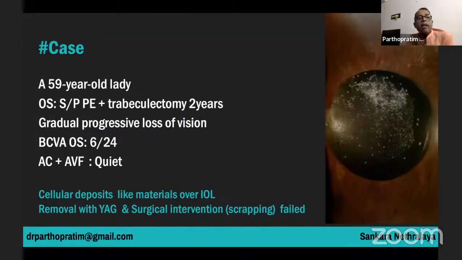This is another lady, a 59-year-old lady, following phacoemulsification and trabeculectomy. The vision was 6/24, and she was complaining of diminution of vision. We could make out cellular deposit-like material all over the intraocular lens. We tried to remove it with YAG, thinking it was an inflammatory membrane. It was not possible. Surgical intervention with scraping also failed to remove this membrane.